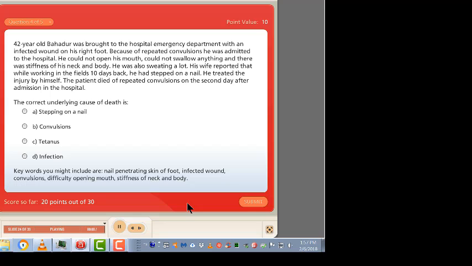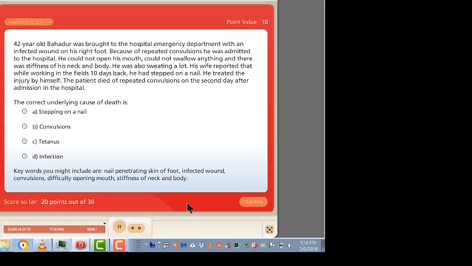His wife reported that while working in the fields 10 days back, he had stepped on a nail. He treated the injury by himself. The patient died of repeated convulsions on the second day after admission in the hospital. The correct underlying cause of death is A. Stepping on a nail, B. Convulsions, C. Tetanus, D. Infection.